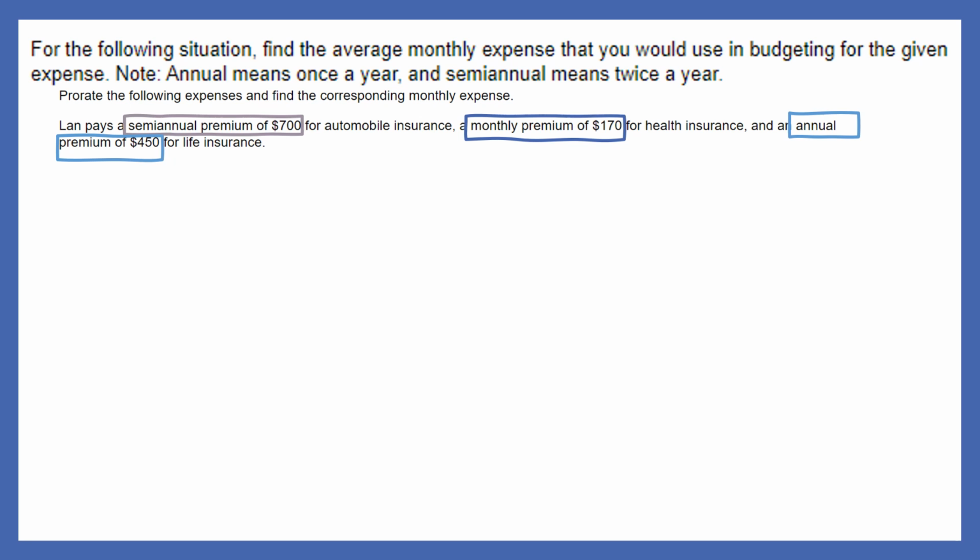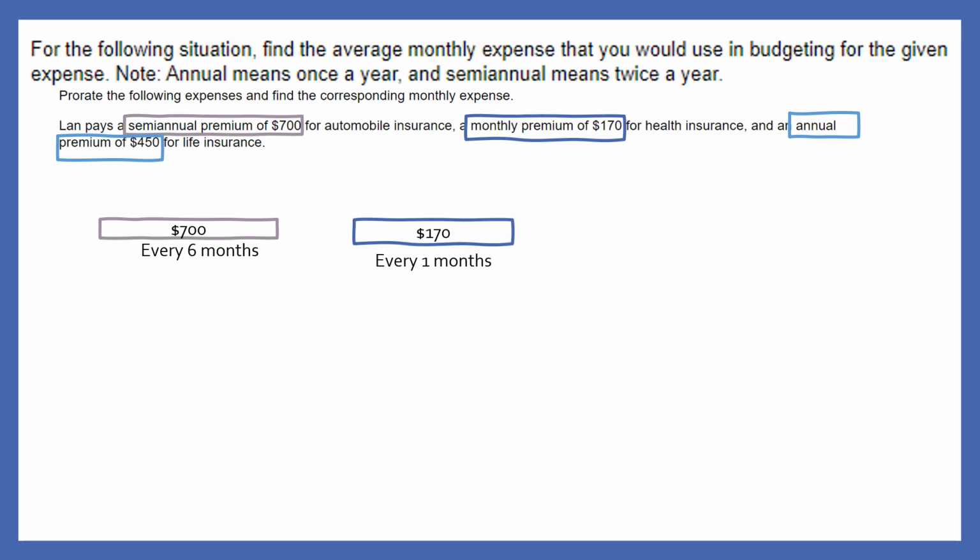So if we're going to calculate our monthly expenses, we're going to want to scale each of those to find the average cost per month. First, we have the $700 auto insurance, but that's every 6 months. We have the monthly premium that we do pay every month, and then the annual premium that we pay every 12 months. We're going to scale it down and divide each of them by the number of months so that we then match our terms.